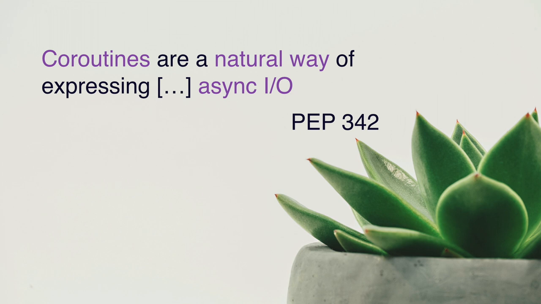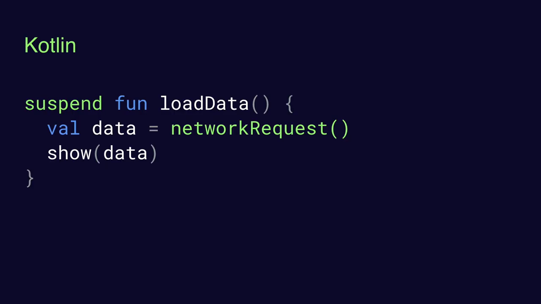Now, they also listed a bunch of other things you can do with coroutines, like writing a compiler. That, as far as I'm aware, literally no one has ever actually done in Python. But this one actually took off, and lots of people did do this. So let's go back to that example from the beginning. So we have this suspend function that loads some data and shows it to the user. And let's translate it to Python.